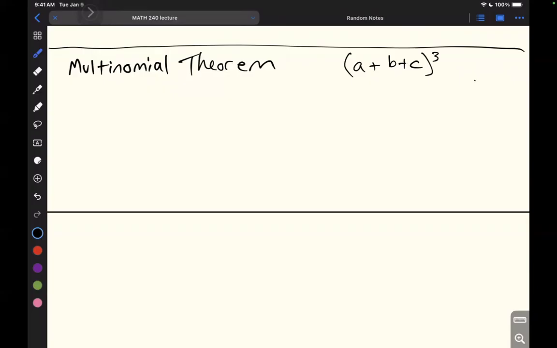First of all, if we just have a cubed, that's a monomial. Mono means 1, nomial is name, and the name is a. A binomial is like a plus b cubed, because a and b, bi is 2. And so there's 2 named things. And so multinomial is, there's a lot of them.